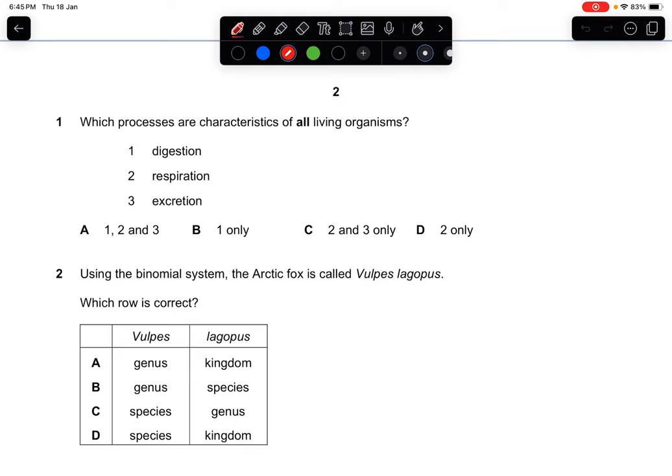So let's start off with the first question. Which processes are characteristics of all living organisms? So it's coming from your Mrs Gren. So let's see which is the correct answer. So digestion is out from the answer. So the only correct one is respiration and excretion. So the answer is C.